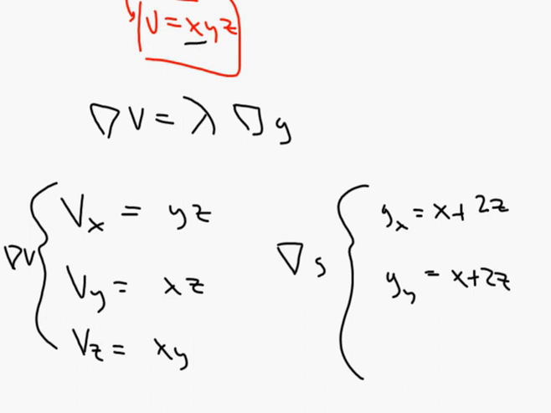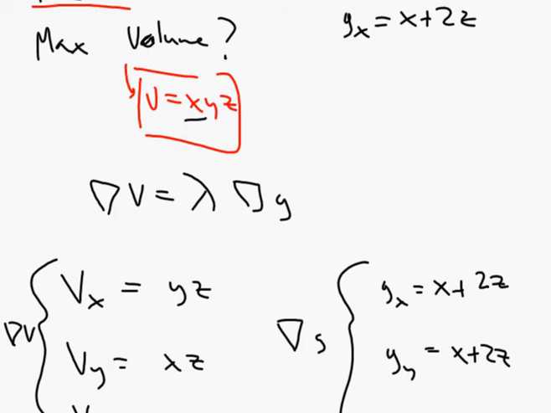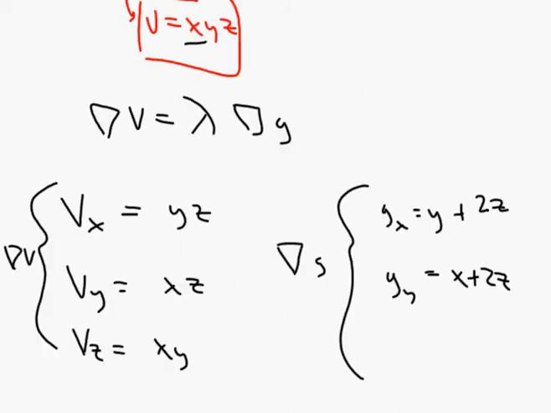I'm fearful I made a mistake up there before. The derivative with respect to x would have been y plus 2z. Sorry about that. Okay. And then lastly, you're going to have g sub z equals 2x plus 2y. All right, great. So now we're ready to write our equations and proceed.